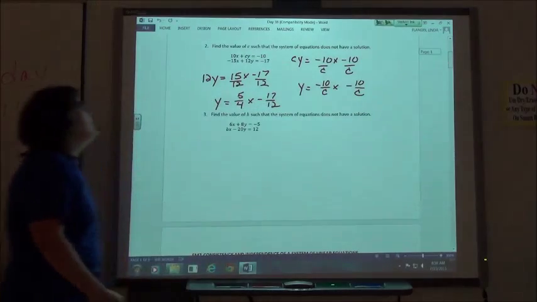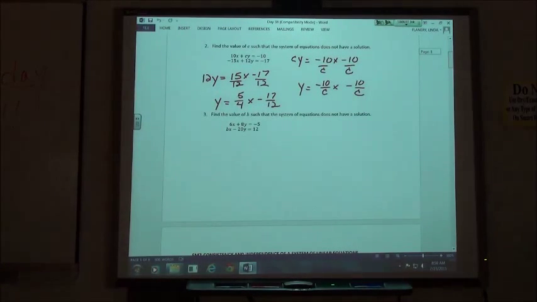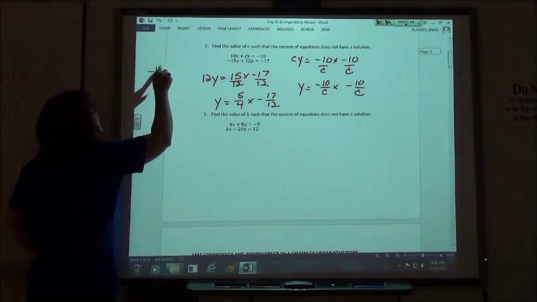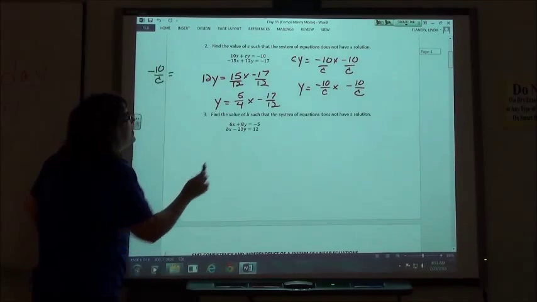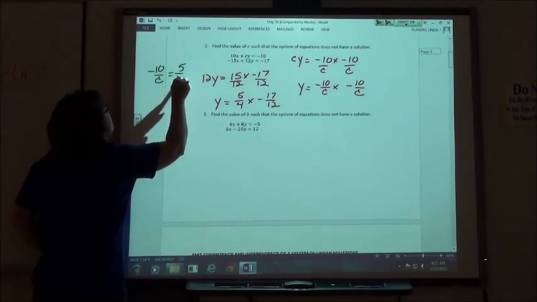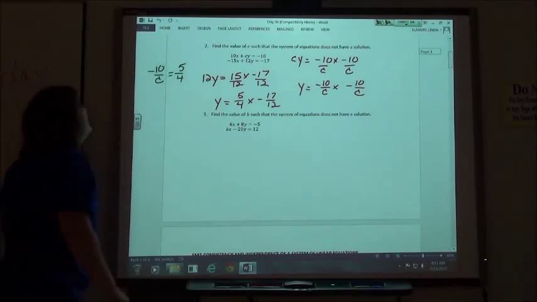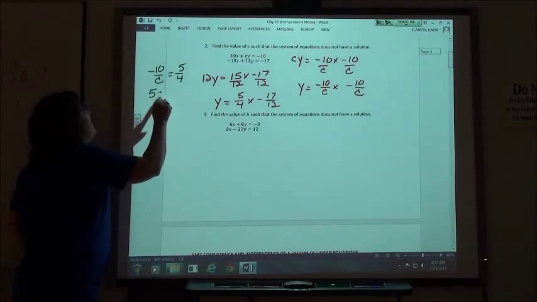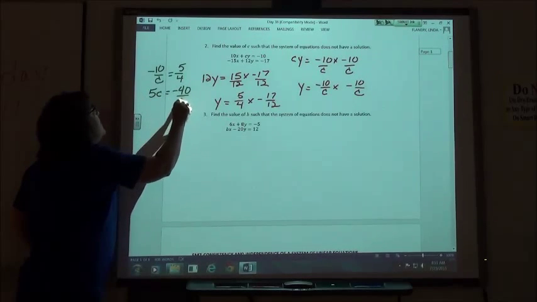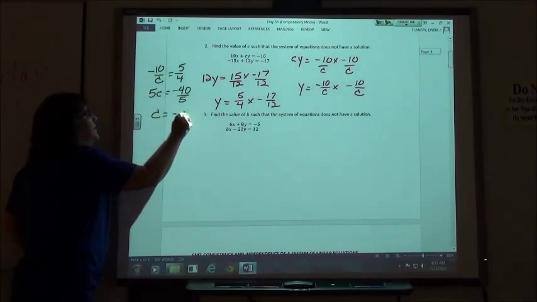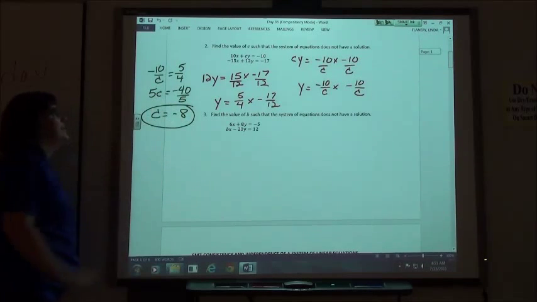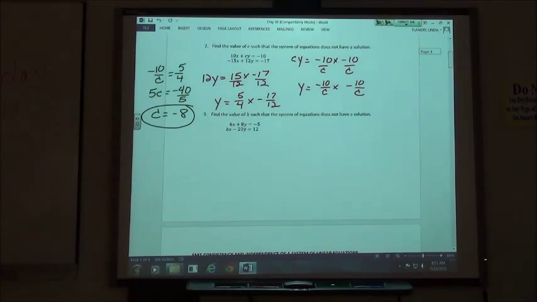So now that I have my lines in slope-intercept form, I can set the slopes equal to each other. So negative 10 over c would be equal to 5/4. And so if we cross multiply to solve that, we would get 5c equals negative 40, and dividing by 5, c is going to equal negative 8 then, right?